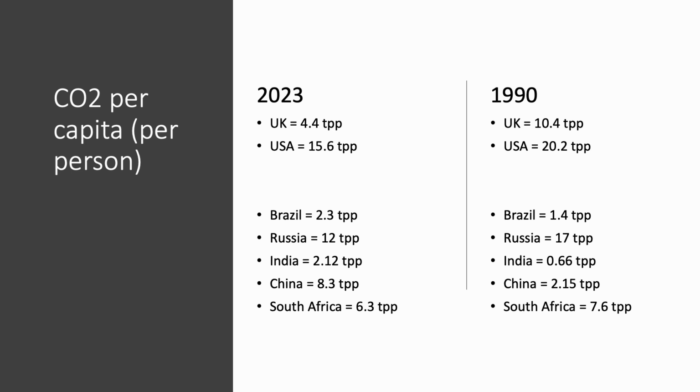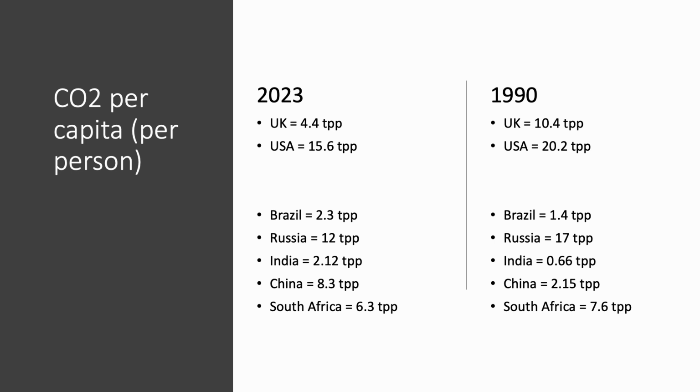Russia has gone through a transition away from some of the heavy industries and instead towards extracting and selling raw resources. Therefore, the actual level of CO2 emitted by Russian industry has fallen slightly. India has increased. It's been a massive increase from 1990 to 2023 in terms of overall economic productivity and production.